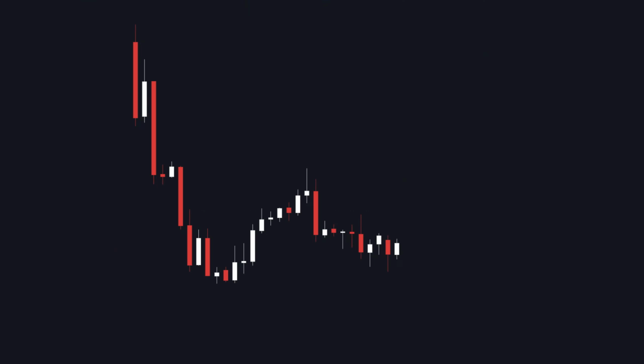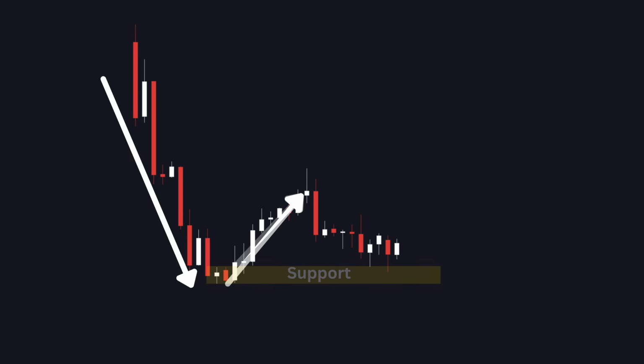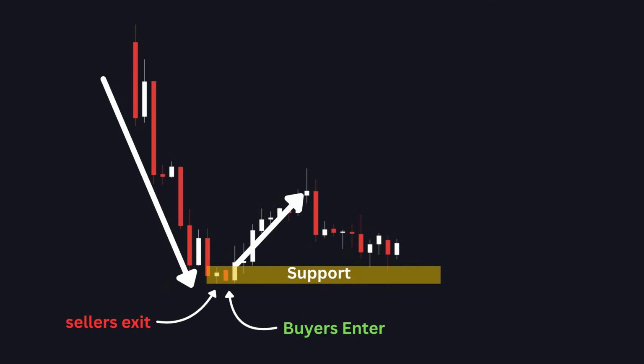Here on the chart, we can see that first price pushed down, hit this area, and then reversed. And we call this area the support zone. It indicates that the buyers have opened their long positions and sellers have closed their sell positions.